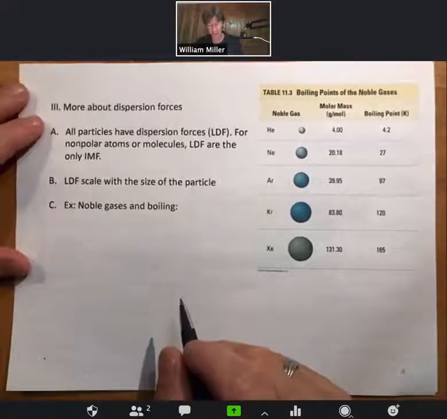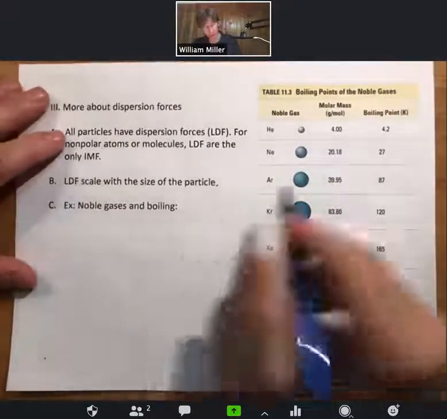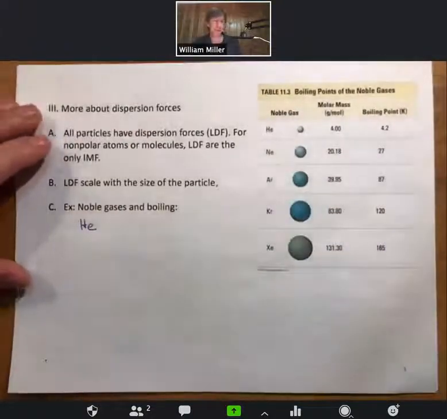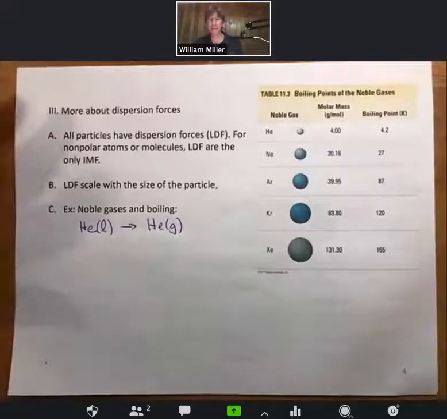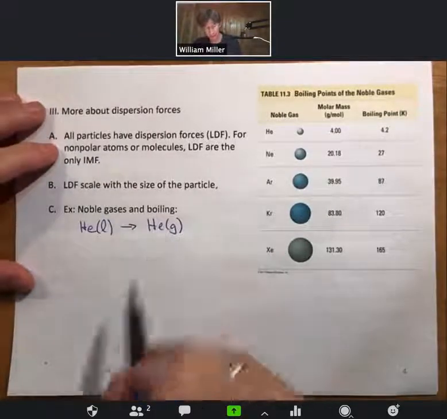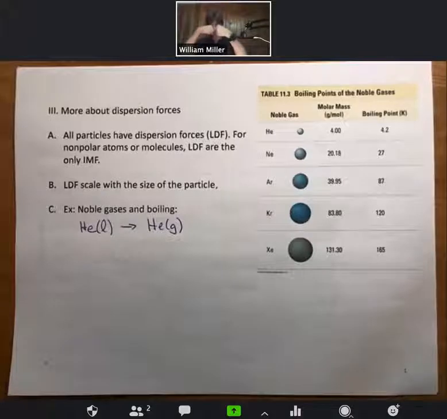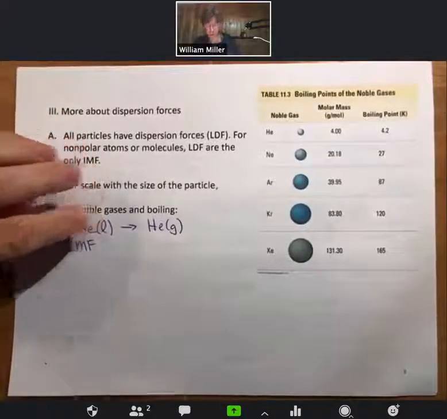So LDF scale with the size of the particle, period. And for example, noble gases and boiling. I've got some data here, but when we think about the boiling process for helium, helium is going to be a liquid, and then helium going to gas, that is the boiling process as it becomes a gas. Helium liquid is going to have each of the helium atoms close to their neighboring atoms moving around. And for liquid, intermolecular forces are important because the IMF hold the atoms close together in the liquid phase.